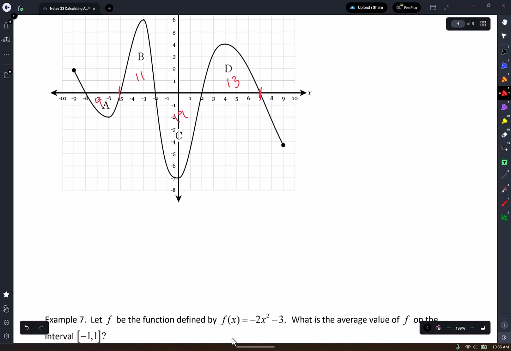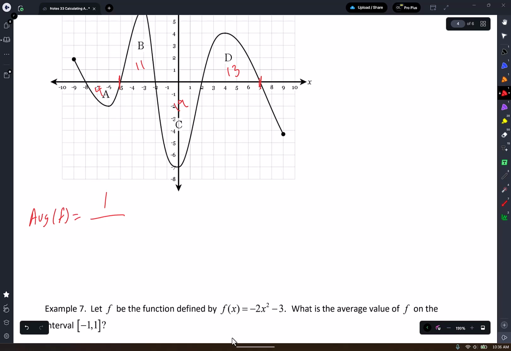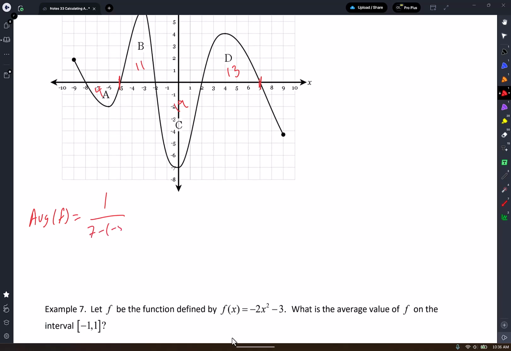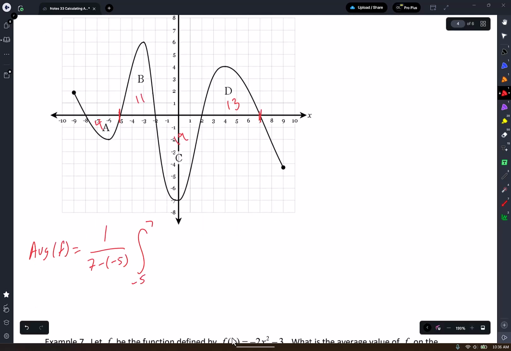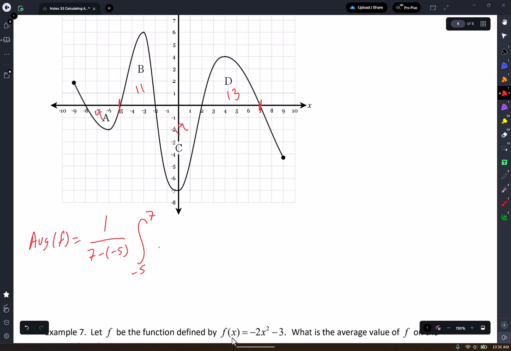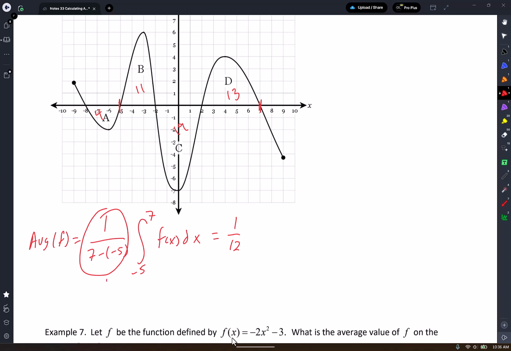You guys ready? Set up the expression first, average of f equals 1 over 7 minus negative 5, integral from negative 5 to 7 of f of x dx equals 7, 8, 9, 10, 11, 12. So this is 1/12. That's from here.